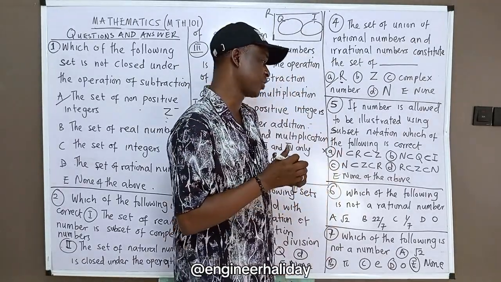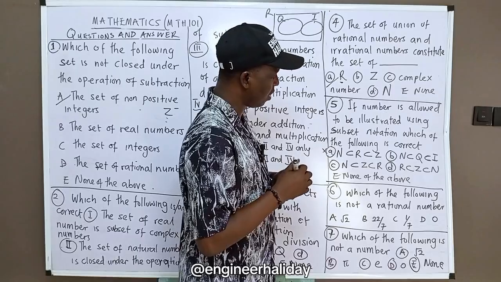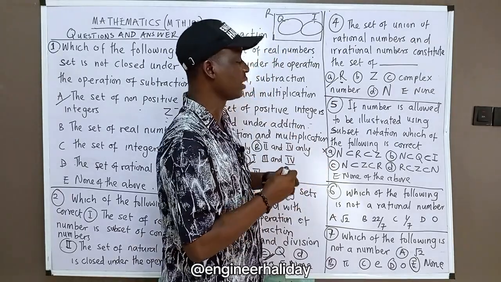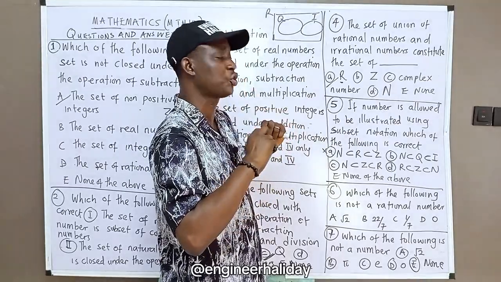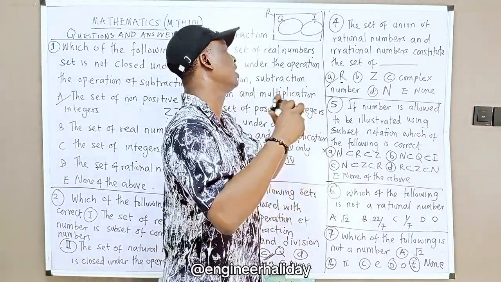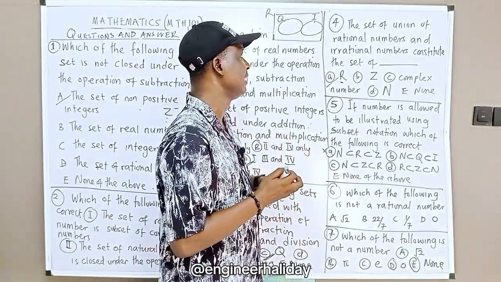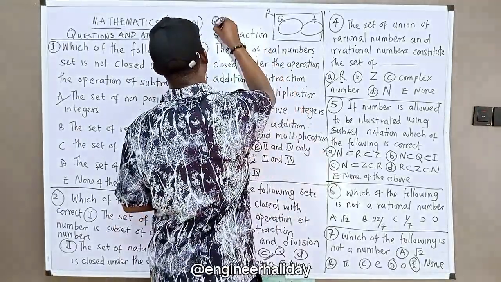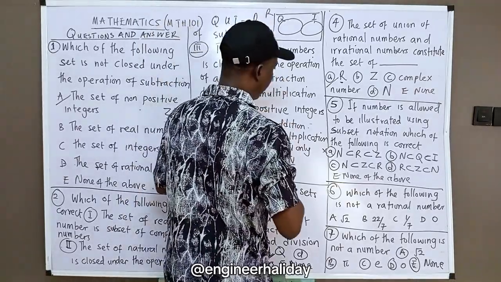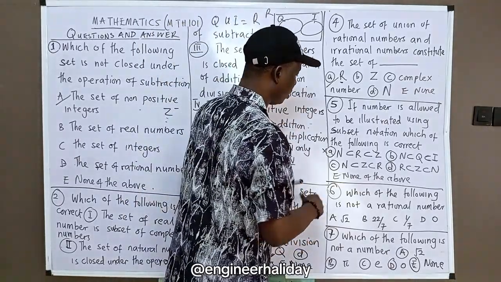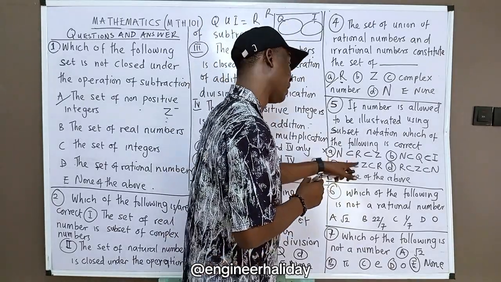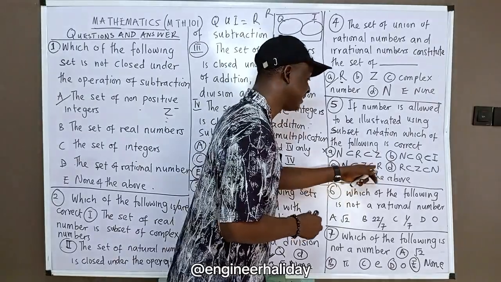B. Natural numbers is a subset of what? Natural numbers is a subset of rational numbers, and rational numbers is a subset of irrational numbers. There is no relationship between rational and irrational numbers. The only relationship they have is that both combine. The union of rational numbers and irrational numbers gives birth to what we call real numbers. So that will not work. C. Natural numbers is a subset of integers, and integers is a subset of real numbers.